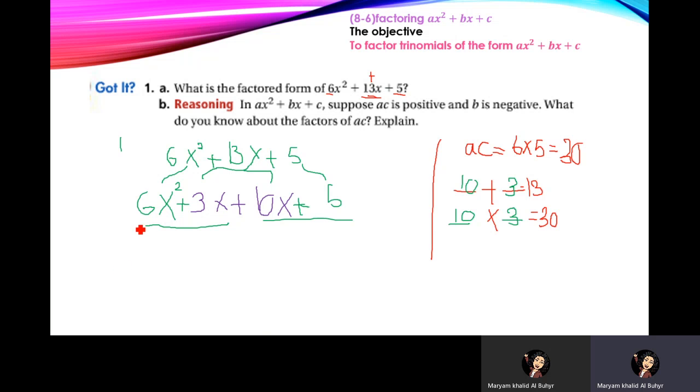Now, let me see what the common factor is between these. If you try to do the same thing that we did before, you will find that it is 3x, and then inside parentheses.